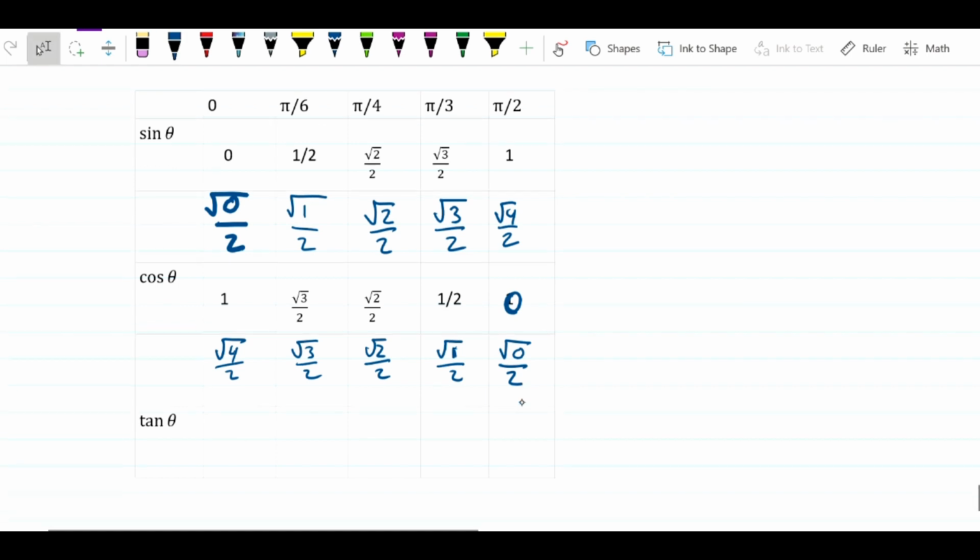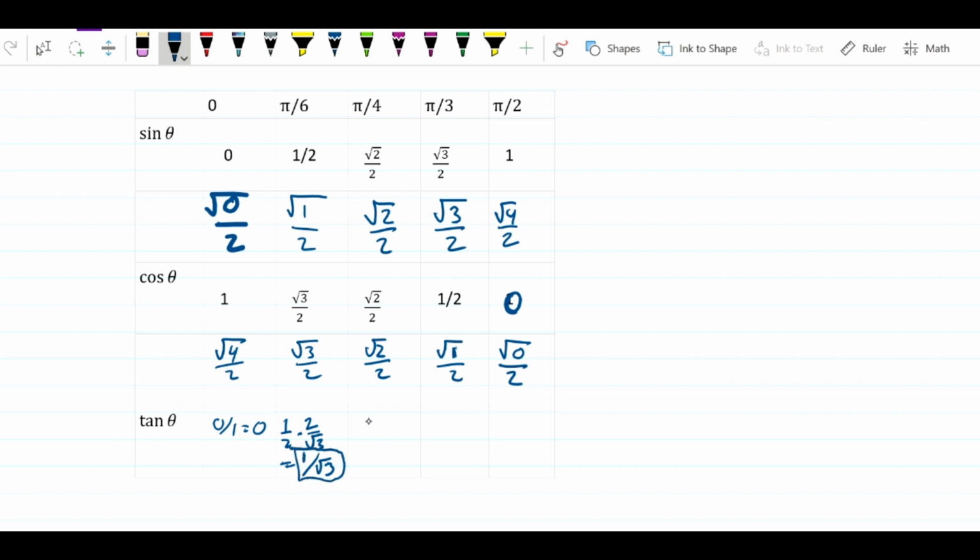And then, of course, for the tangent, we just take the ratio, so that this is going to be sine over cosine, which is 0 over 1 equals 0. Here we have 1/2 divided by root 3 over 2. That's a little easier to do if I take 1/2 times the reciprocal of root 3 over 2, which is 2 over root 3, and that just equals 1 over root 3, and that's the tangent.